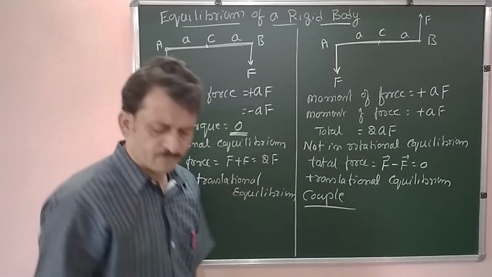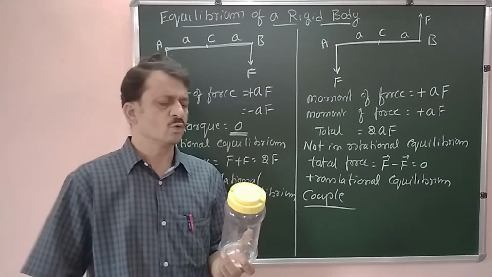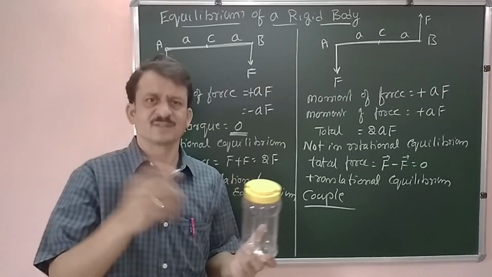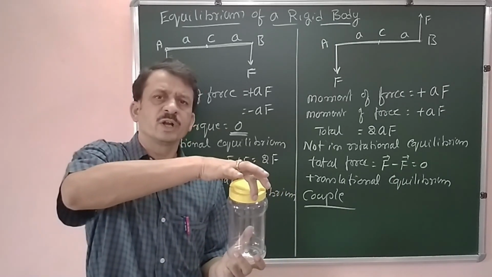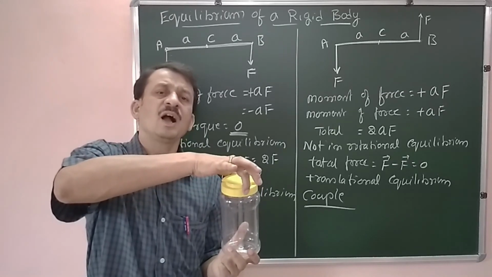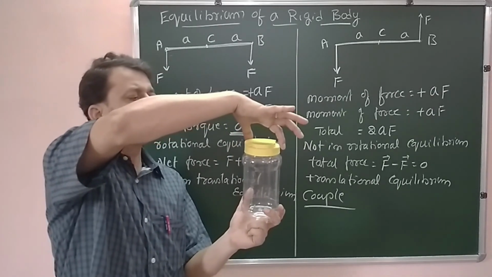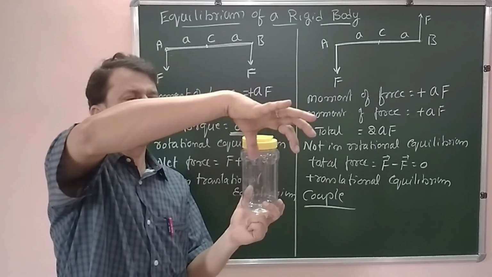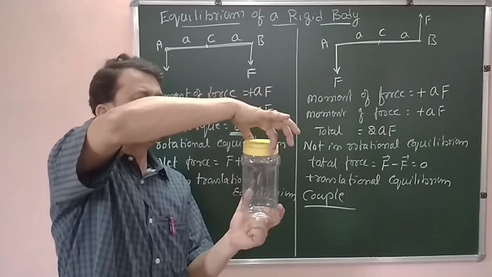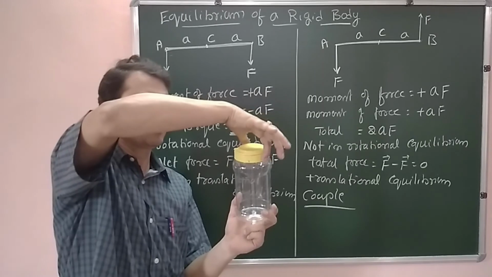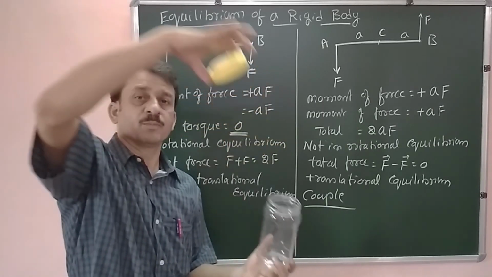Now the best example for couple is, we are having a box. In order to open its lid, or in the case of a water bottle, in order to open the lid, we are going to apply equal and opposite forces. Here in this example, I am moving the thumb in this direction and moving the forefinger in the opposite direction. If I apply equal and opposite forces, then only that box is opened.